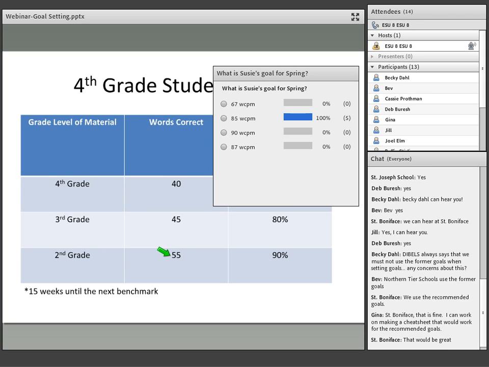Oh, she didn't quite read 57, which is the lowest score to make the benchmark. We're going to add 30 words to her score of 55, because that would be the ambitious number of words growth. And so her goal is going to be, I see some of you responded at 85 words correct per minute. Okay, now, a couple of you put 87, and Gina and I talked about this one earlier, actually.